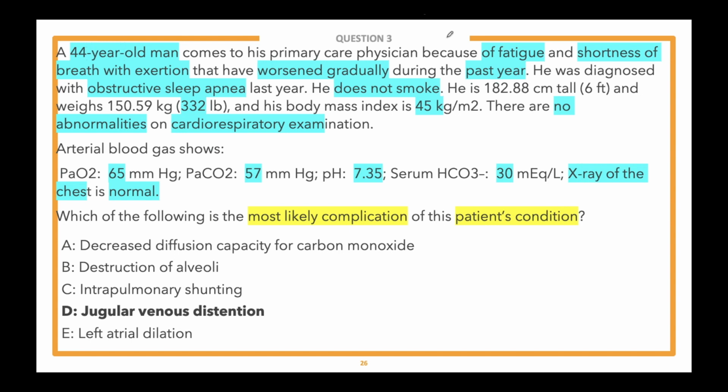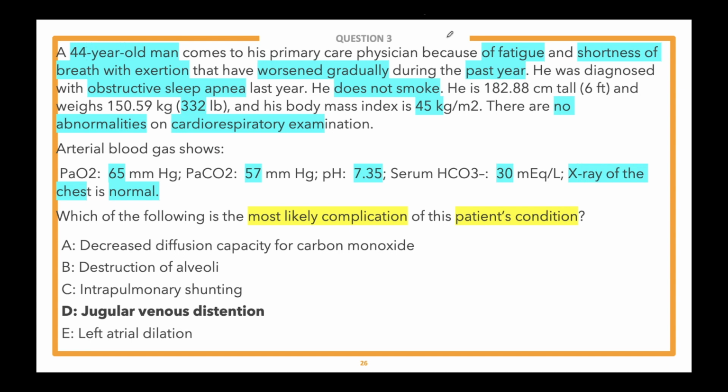So patients with obesity hypoventilation syndrome commonly develop pulmonary hypertension over time. And that can cause right heart failure over time. As you can then imagine, right heart failure would lead to potentially positive JVD, or jugular venous distension, okay? So in this patient, the complication is pulmonary hypertension, which can lead to jugular venous distension upstream of that.